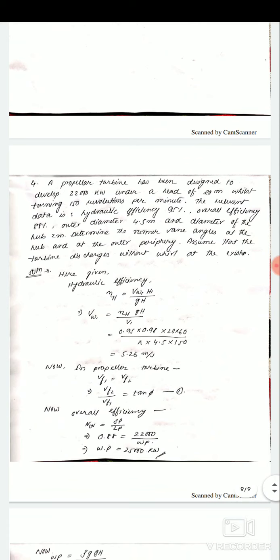So the last question: a propeller turbine has been designed to develop 22,000 kilowatt under a head of 20 meter whilst turning at 150 revolutions per minute. The relevant data is hydraulic efficiency 95%, overall efficiency 88%, outer diameter 4.5 meter, and diameter of the hub 2.2 meter. Determine the runner vane angle at the hub and at the outer periphery, assuming that the turbine discharges without whirl at the exit.